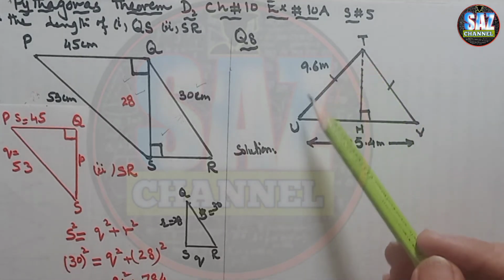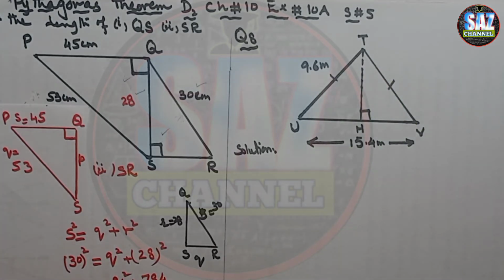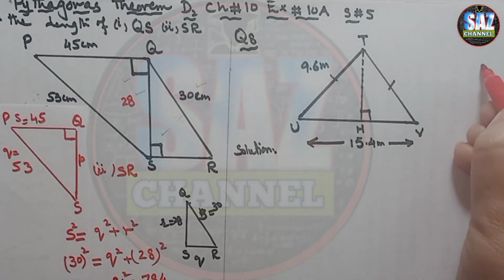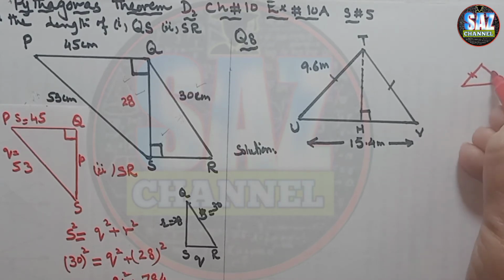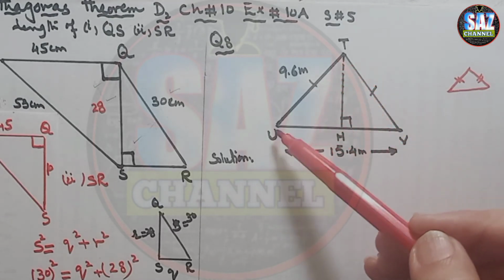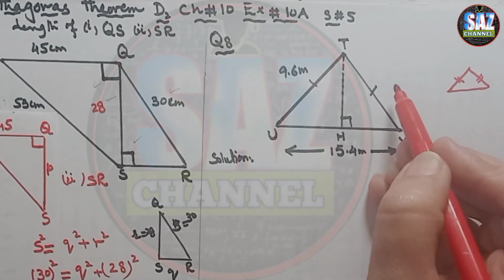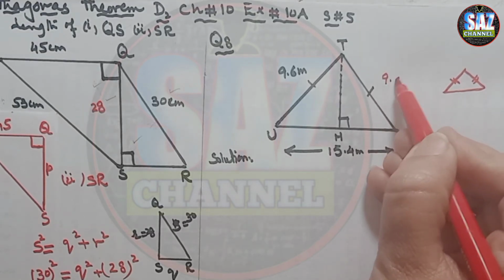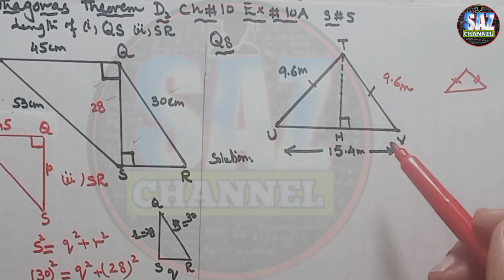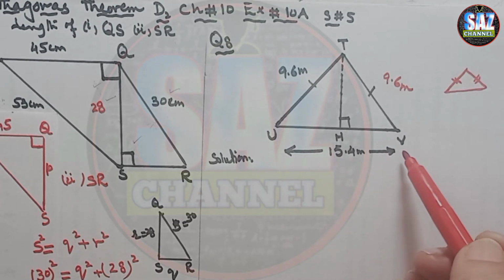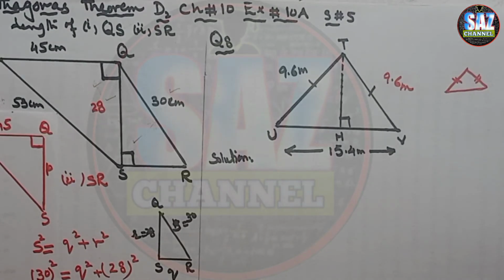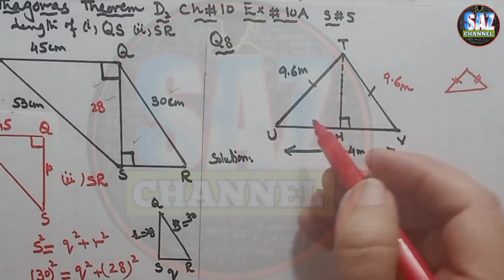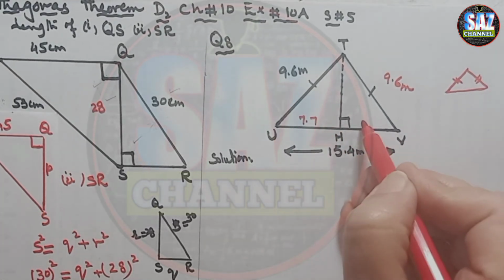As the question is giving us an isosceles triangle, recall the properties of a triangle: an isosceles triangle is a triangle in which two sides are equal. This means that if TU is 9.6 meters, TV will also be 9.6 meters. Now the base is UV and TH is the perpendicular, so the base will be divided into two equal halves, 15.4 divided by 2, which gives me 7.7 and 7.7.